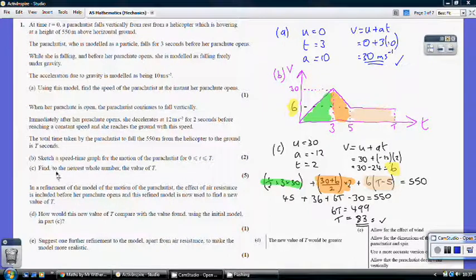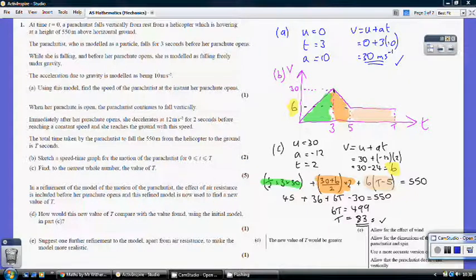Now for part C, we've got to find to the nearest whole number the value of t. So this time here. Now we know that the area under a velocity time graph is the distance travelled, and we're told that that's 550. So we're going to need to work out the value of t such that the area under this is exactly 550. So first thing we need to know this point here. So let's just work out this speed.